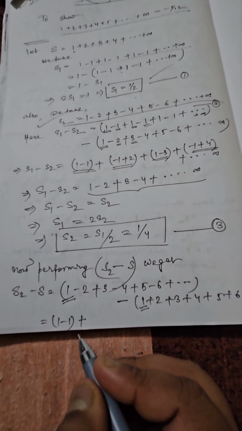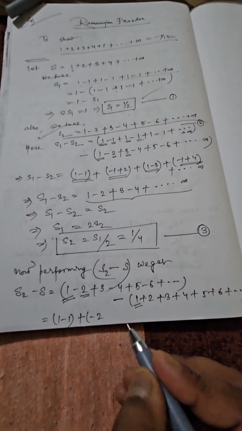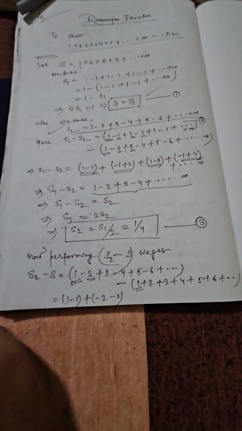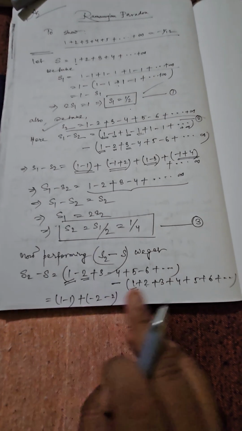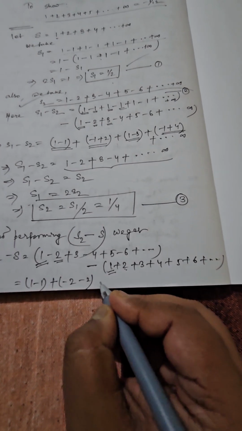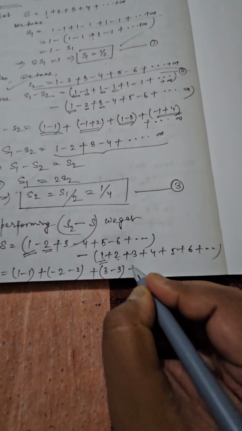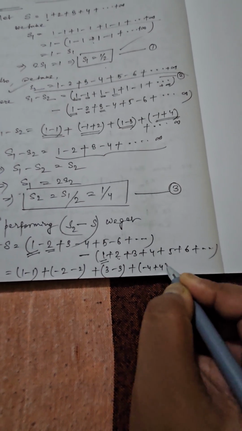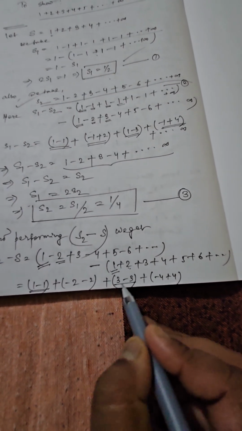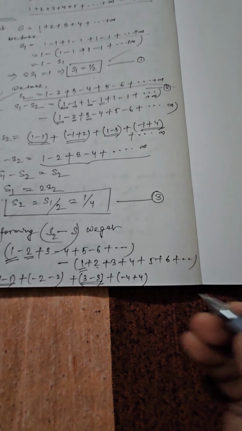Then again you can consider minus 2, that is the second term of the first bracket. Also you can take minus 2 from the second bracket. That means second term of the second bracket. Then 3 minus 3, then minus 4 plus 4. I hope you can clearly understand the odd position terms are getting 0. You can see 1 minus 1, 3 minus 3, all these parts will be 0.